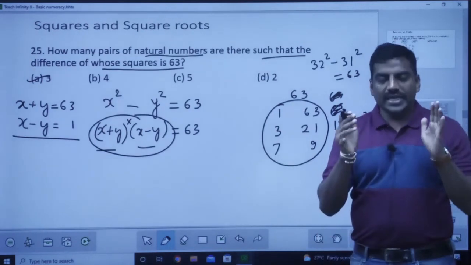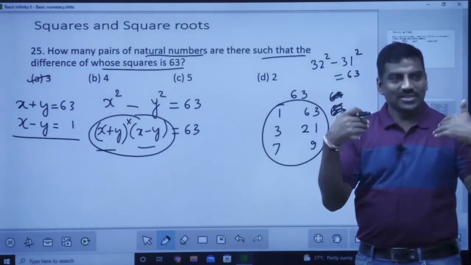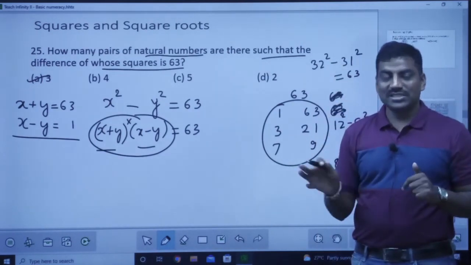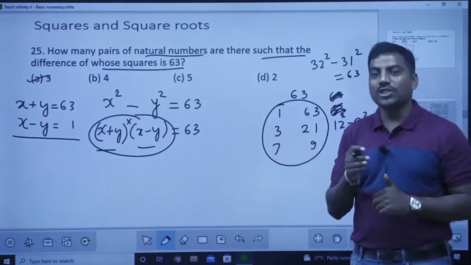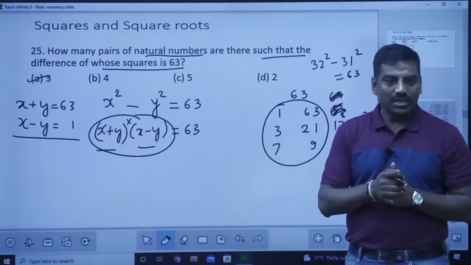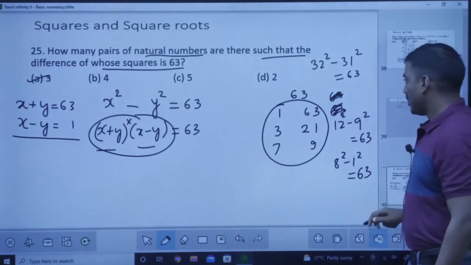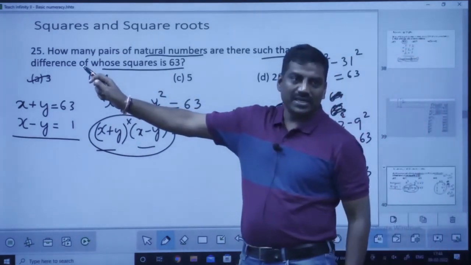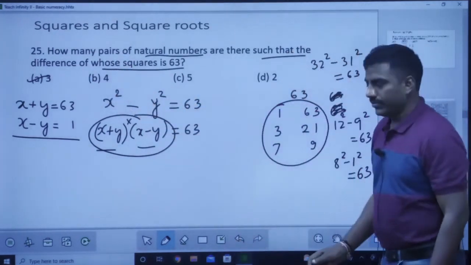Fine? It takes time to digest. But this is the way. You have to solve such problems. Okay? Fine? So here 3 pairs totally. Totally 3 pairs we are getting. Okay?